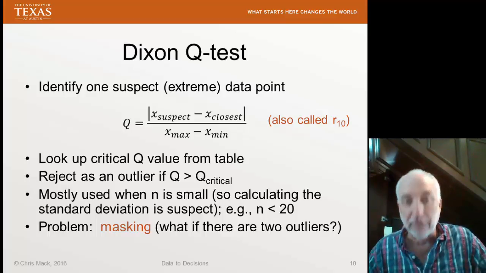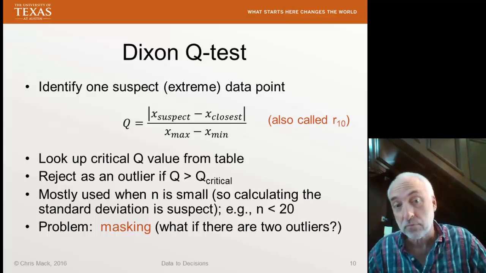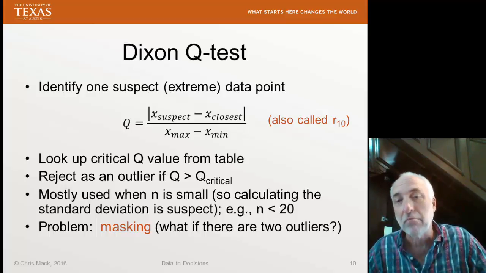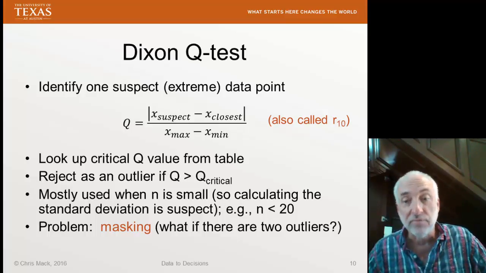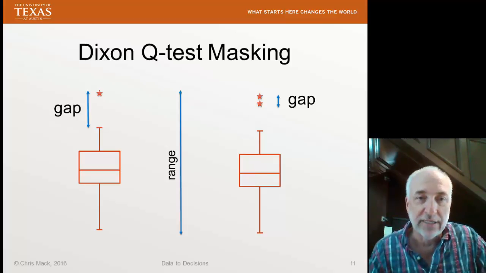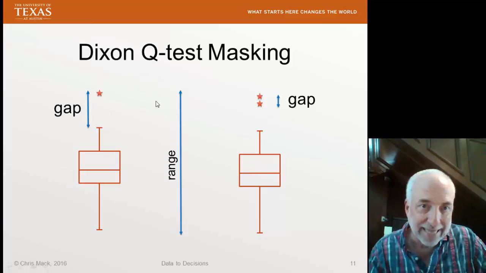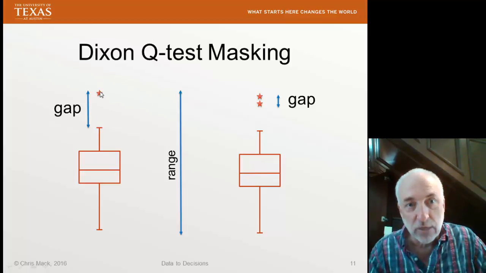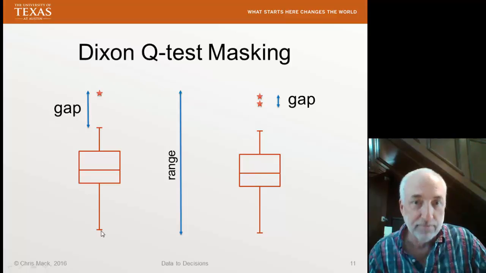If you have two outliers on the same side of the mean or the median, then one of those outliers can mask or hide the other one. Let me show you. Suppose I have data that I'm plotting using the box and whisker plot that looks like this. All right, we're going to take the gap, the extreme value minus its nearest neighbor, that's the gap distance, and divide by the full range of the data from max to min.